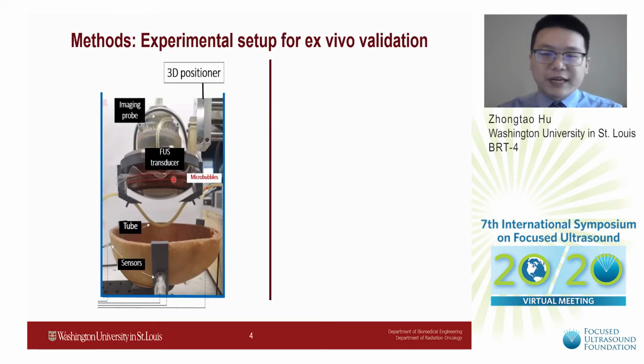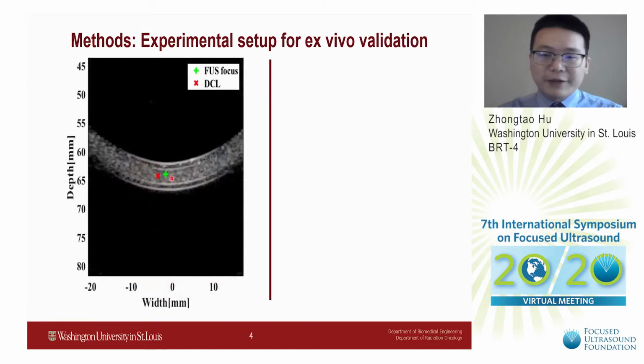This is a picture of the experimental setup. The focused ultrasound transducer was used to sonicate the microbubbles inside the tube. The four sensors below the skull receive the cavitation signal transcranially, and the ultrasound imaging probe was inserted into the center opening of the FUS transducer for guiding the alignment of the FUS focus at the center of the tube. The FUS focus location was used to indicate where the cavitation occurred.